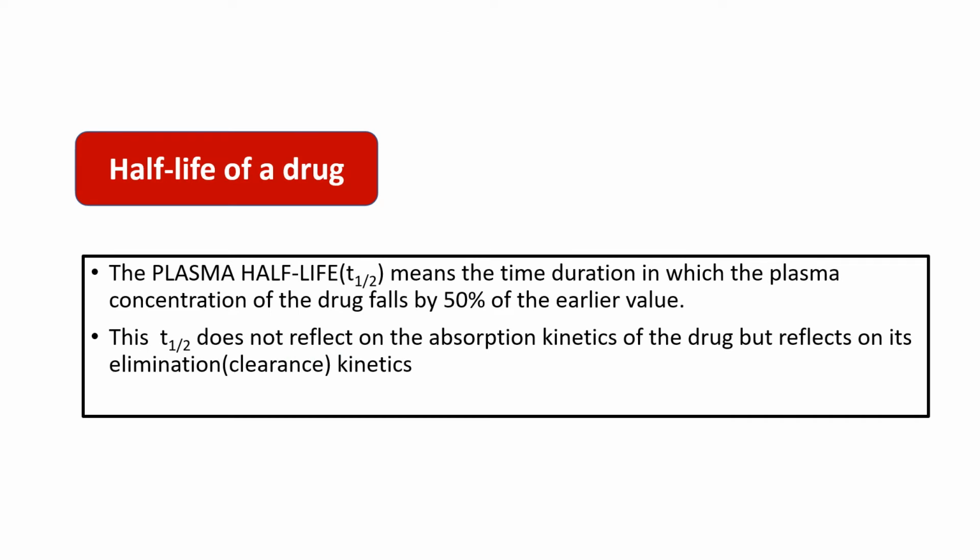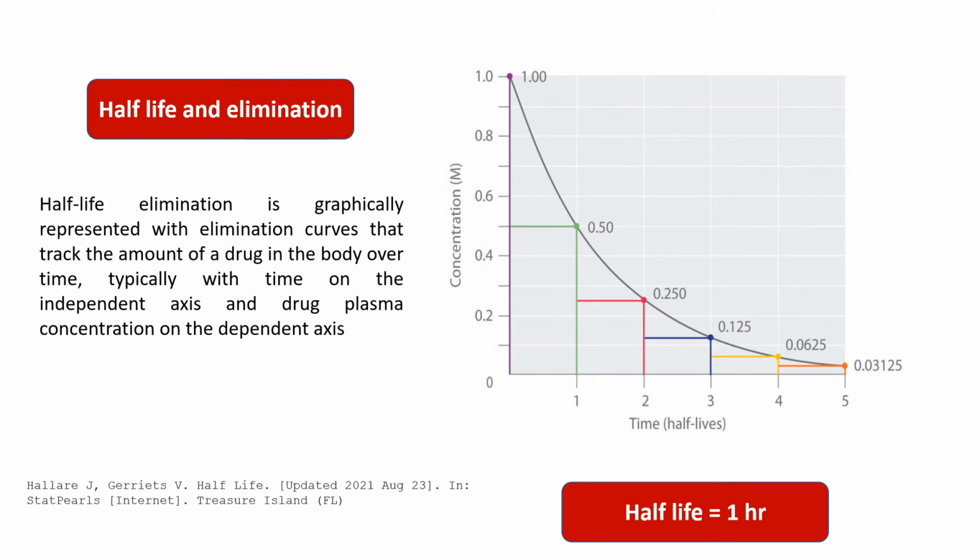So let's have a recap on the plasma half-life of a drug. It means the time duration in which the plasma concentration of the drug falls by 50% of the early value. So if you have taken a 4 milligram dose, it ultimately means if it comes from the blood as 4 milligram, with a half-life of, say, 2 hours, after 2 hours the 4 milligram will transform into 2 milligram in the plasma. So T-half doesn't reflect the absorption kinetics of the drug, but reflects its elimination kinetics, that we need to remember. So how is half-life associated with distribution or in the case of elimination?